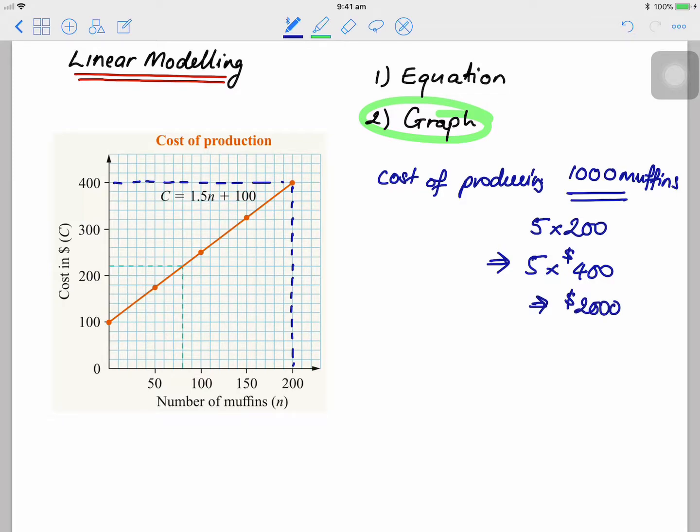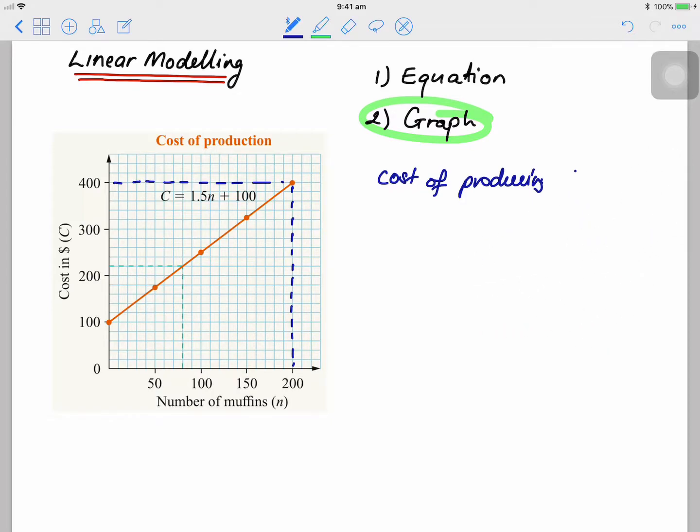But what if I said, I want you to calculate the cost of producing 7,250 muffins? Now that is not a value that's on the graph, and I don't think there are any nice values on the graph that can help you find this. This is why we have the equation to help us. So the equation says that the cost of producing muffins is given by $1.50 for every muffin we decide to produce, plus $100, which is our starting cost.